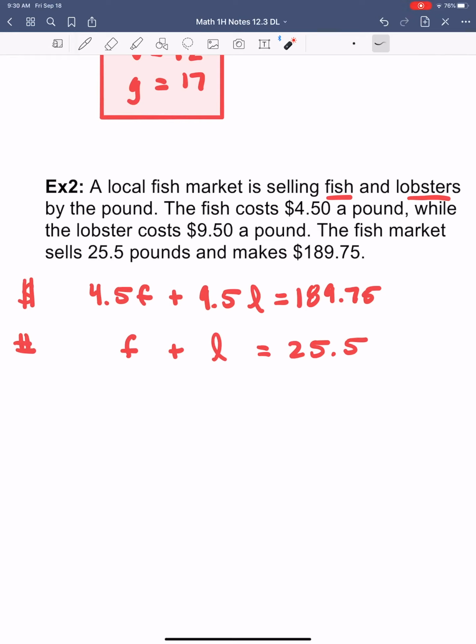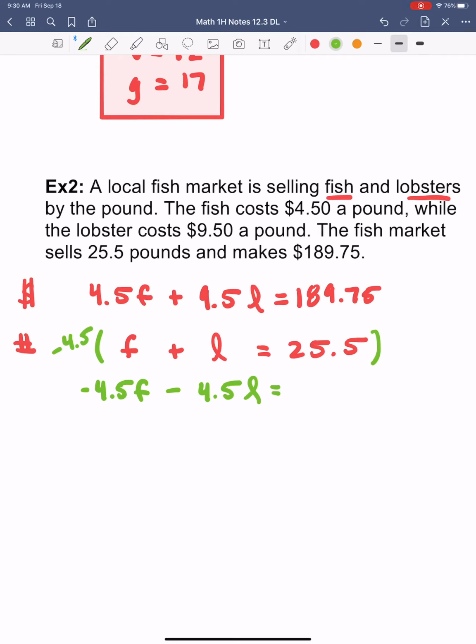Okay, so all of that value information goes into one equation. And then we have this amount equation, which is the number of pounds that I have. We don't know how many pounds of fish, we don't know how many pounds of lobster, but we know that together I should have 25.5 pounds. And then I can go ahead and use my elimination method here. I'm going to eliminate F, right? So this is 4.5F above, so I need this to be negative 4.5, so I'm going to multiply this whole equation by negative 4.5.